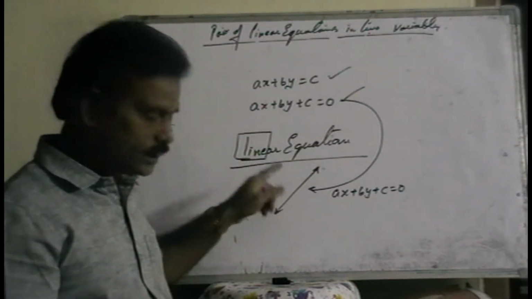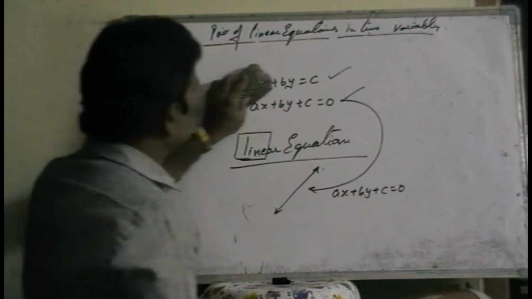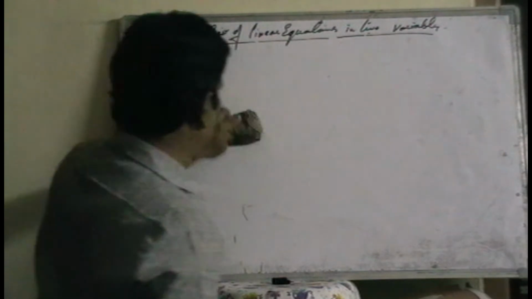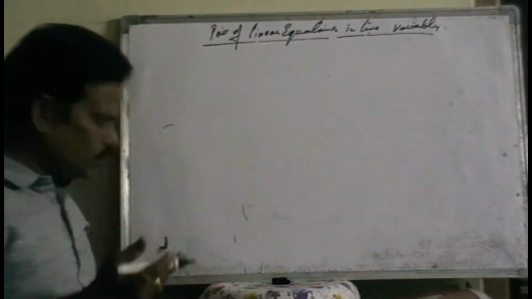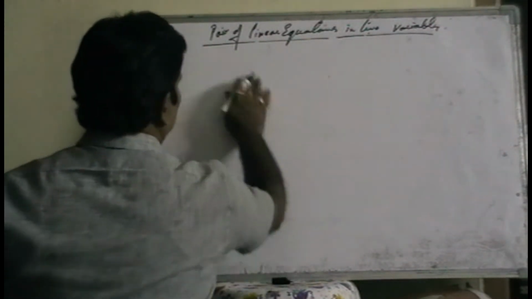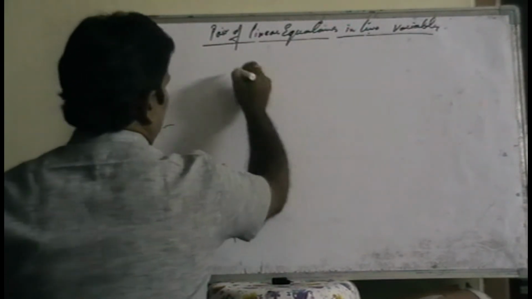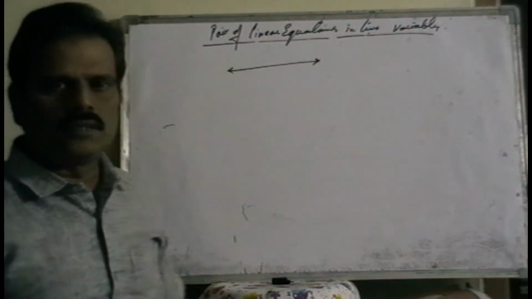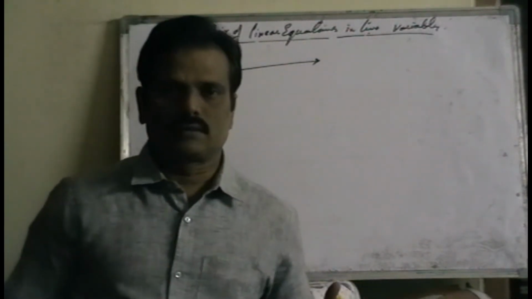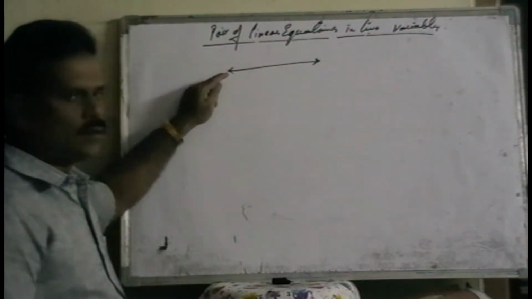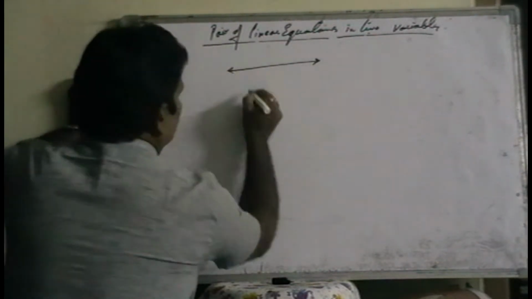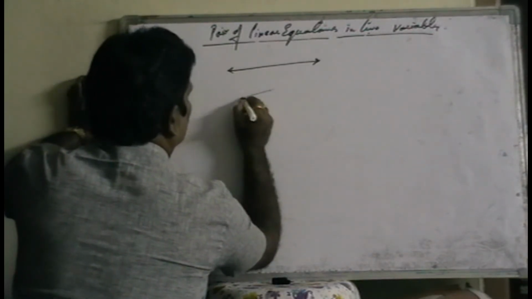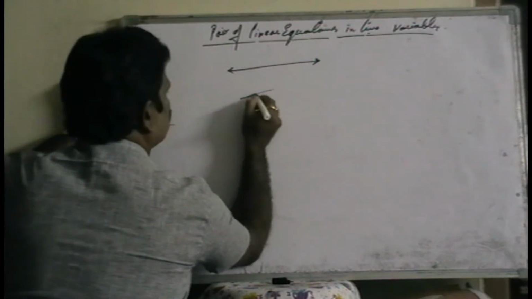Line equation. Listen. Now, what is a line equation? How will we get a line equation? Suppose a line. What is the definition of a line? How is it formed? Simply, it is nothing but a combination of points. Without points we cannot draw the line.